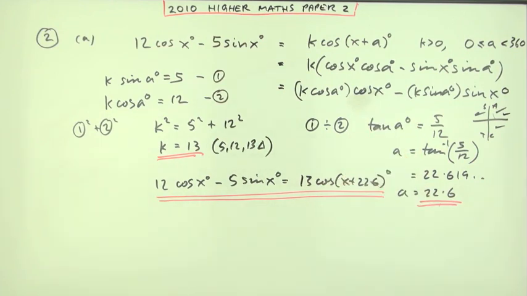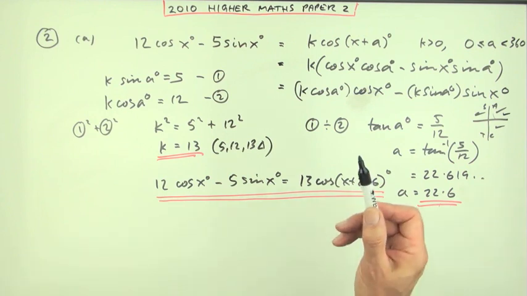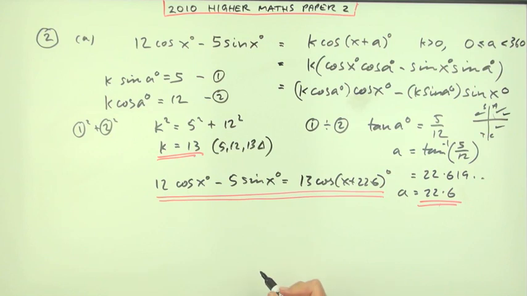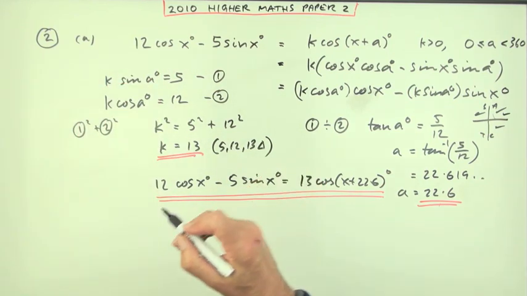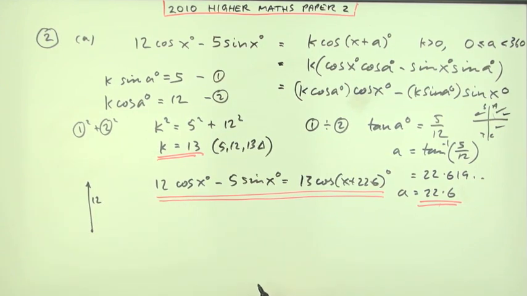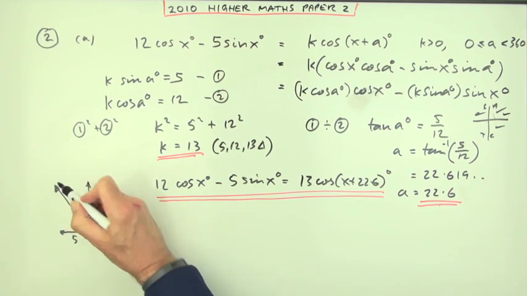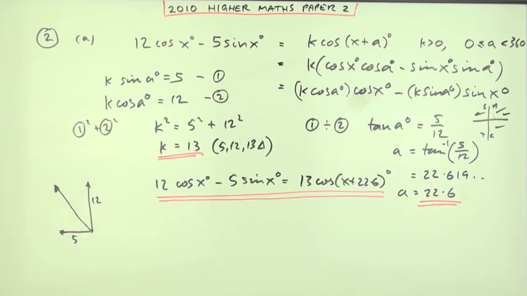But I'm going to do the naughty thing, which you're not allowed to do in the Higher, but which is what you would do anywhere else, which is use phasors just to get this result. 12 cos x as a vector is a vector pointing up the way of length 12. As that rotates, it generates a 12 cos x curve. Minus 5 sin x is a vector pointing back from the horizontal of length 5. And then as that rotates, the resultant vector is this one here.